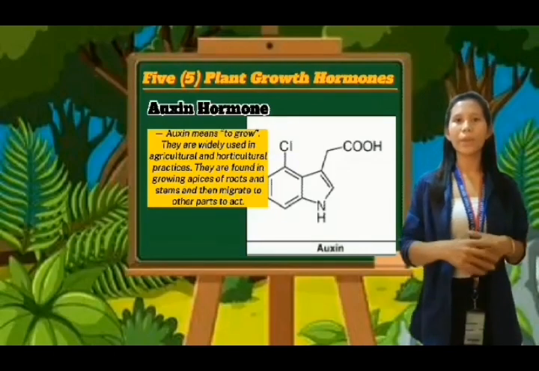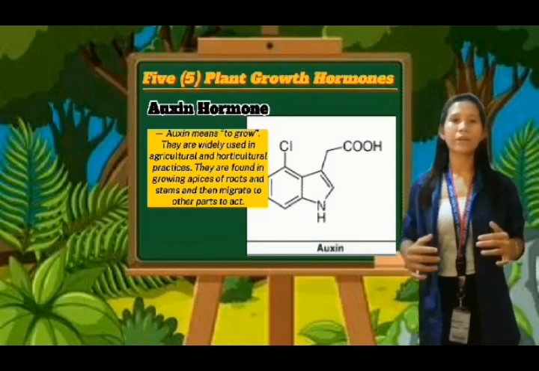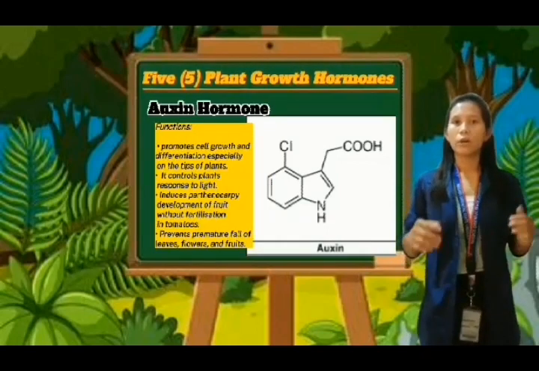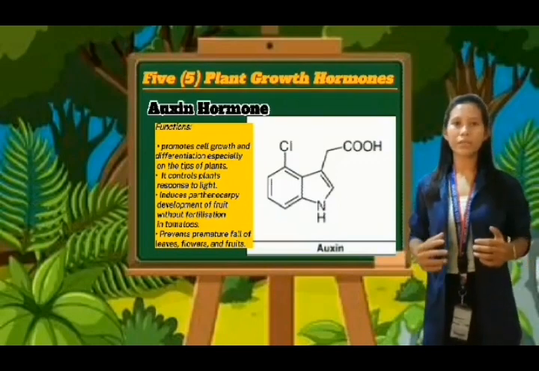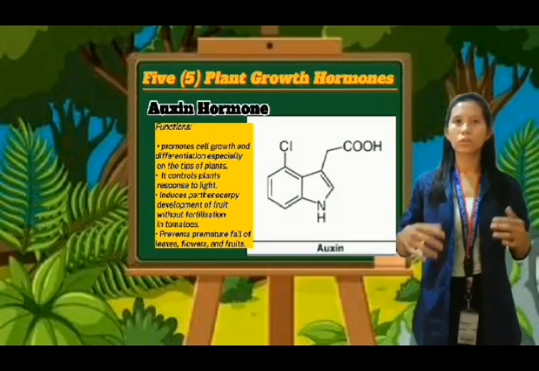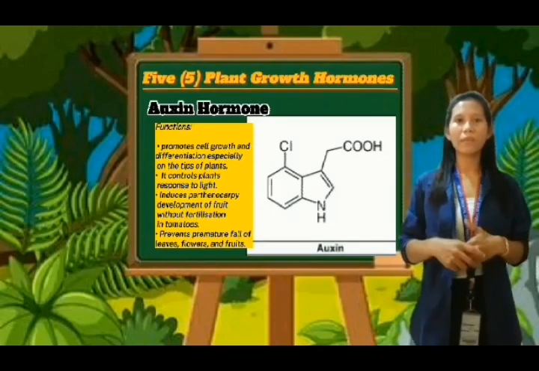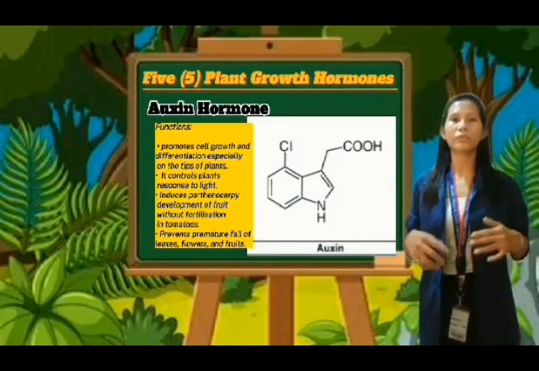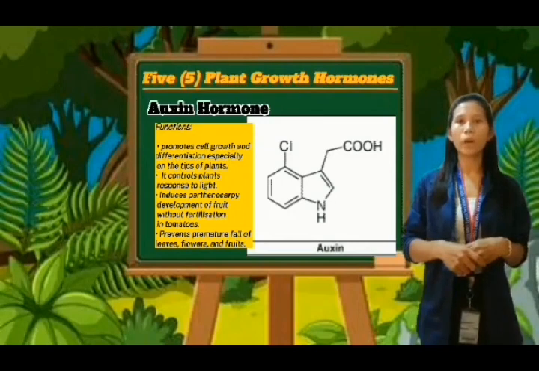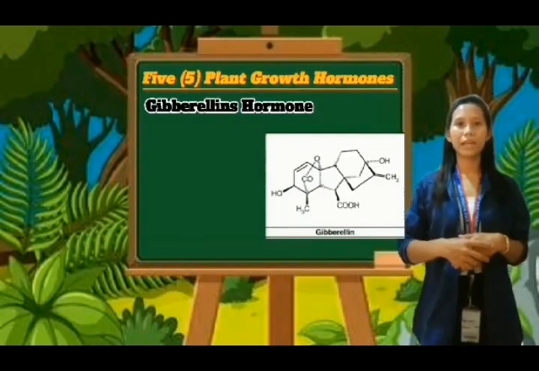They are found in growing apices of roots and stems and then migrate to other parts of the plant to act. The functions of auxin hormone: auxin hormones promote cell growth and differentiation, especially on the tips of plants. It controls plants' response to light, induces parthenocarpy, the development of fruit without fertilization, in tomatoes, and prevents premature fall of leaves, flowers, and fruits.